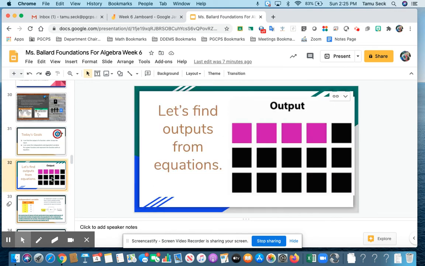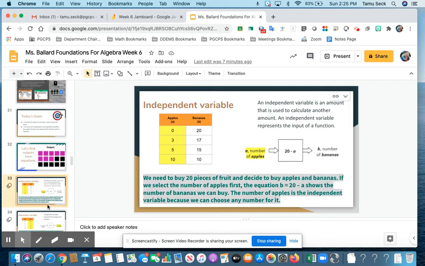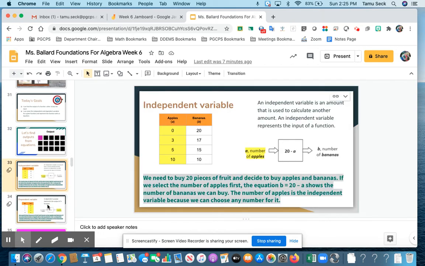Let's find outputs from equations. So an independent variable is an amount that is used to calculate another amount. The independent variable represents the input of a function. A is the number of apples, that's the input, and the output is the number of bananas. The input is on the left side and the output's on the right side.